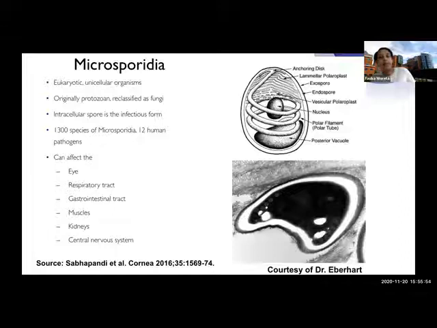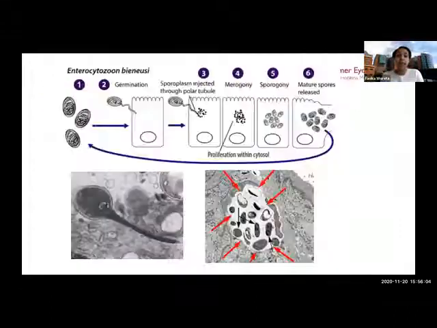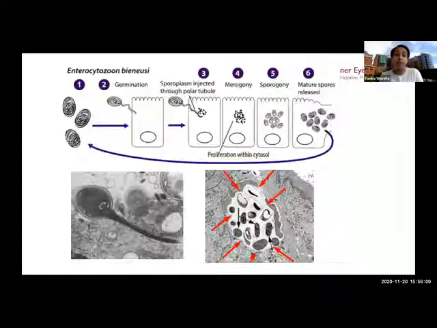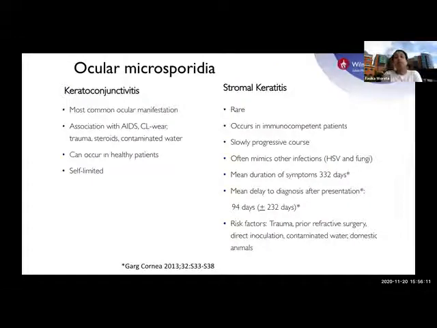a fungi. And over 1,300 species, but 12 are known human pathogens. And in addition to affecting the eye, it can affect the respiratory, gastrointestinal tract, kidney, and central nervous system. And the spore form is the infectious form. And it most commonly causes a keratoconjunctivitis. First described in immunocompromised patients, but then subsequently also reported in healthy patients, and the keratoconjunctivitis is often self-limited.